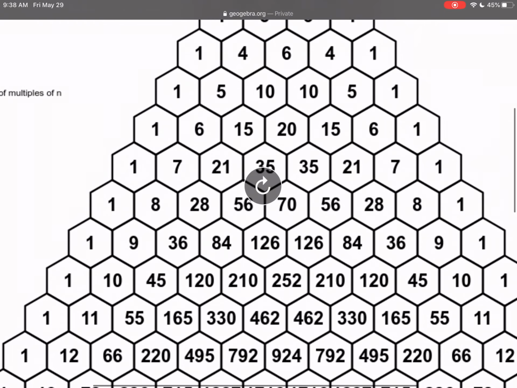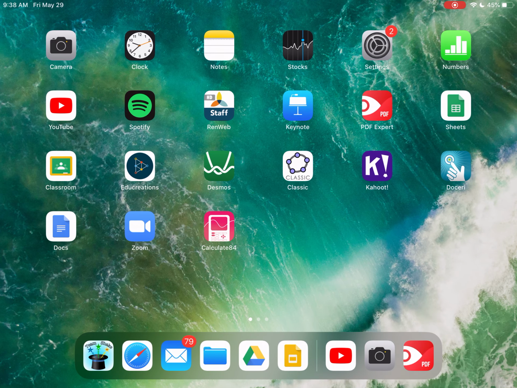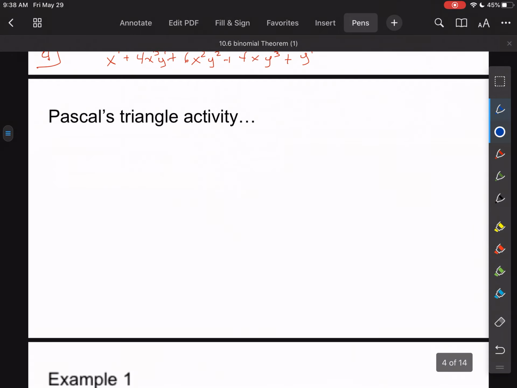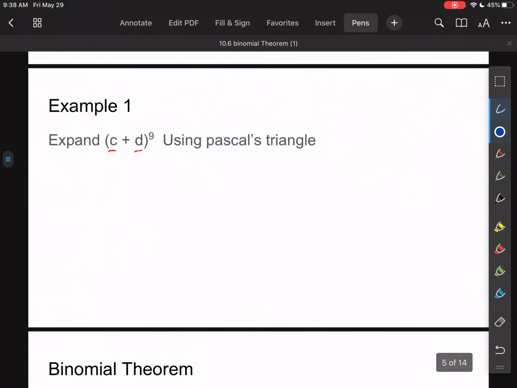I'm not going to have this up while I do it, but I encourage you to pull it up. You could just Google Pascal's triangle, or you can use the one on Classroom, just to see how I'm using it as we go. So let's go back into example 1. I am going to use that triangle to expand this out.